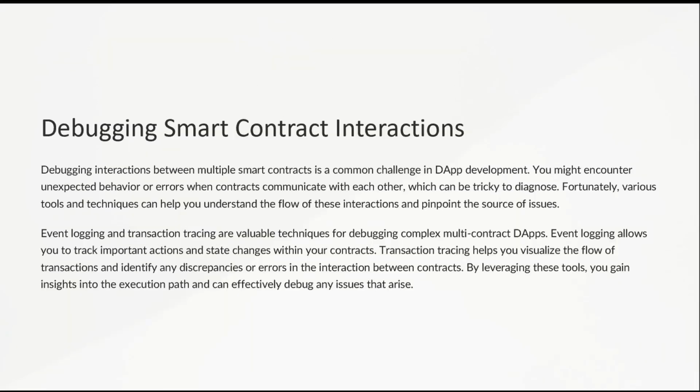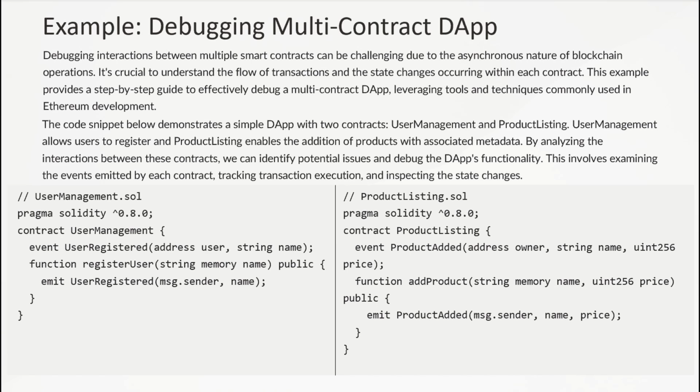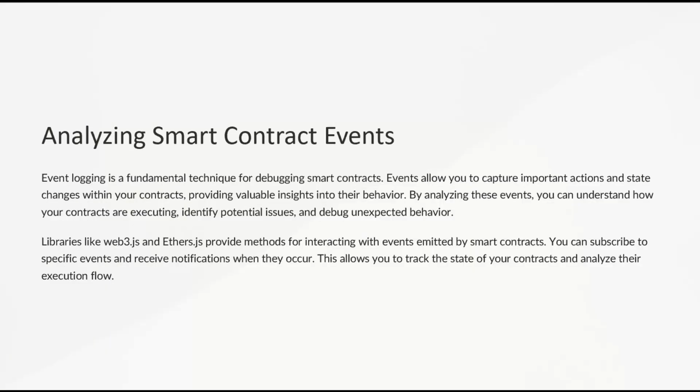Debugging smart contract interactions. Debugging interactions between multiple smart contracts can be complex due to asynchronous blockchain operations. Tools like event logging and transaction tracing are essential for understanding the flow of these interactions and pinpointing issues. Consider a DApp with two contracts, user management and product listing. By analyzing events emitted by these contracts and tracing transactions, you can identify discrepancies in how user registration and product listing interact, helping to debug issues like incorrect state updates.